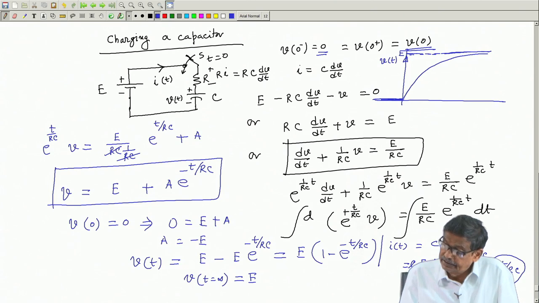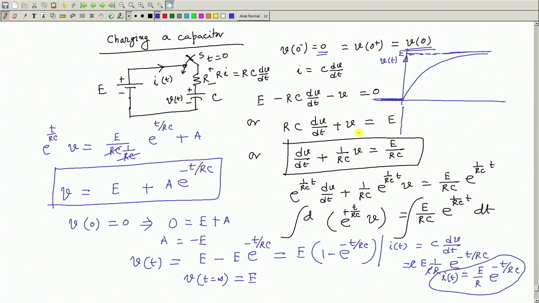So, if below this you sketch the current waveform, it will be like this. Current was 0 earlier, nothing was there. So, current at t equal to 0 is E by R. So, there is a sudden jump in current. What is the magnitude of the current? E by R. And after that, as time passes, this exponentially decays down to 0 with the same time constant as voltage builds up.